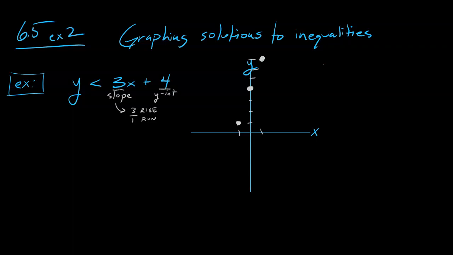Now, this is the part you're probably trying to remember from chapter 3. Less than and greater than are dotted lines. Less than or equal to and greater than or equal to are solid lines. So this one, I need to graph a dotted line.